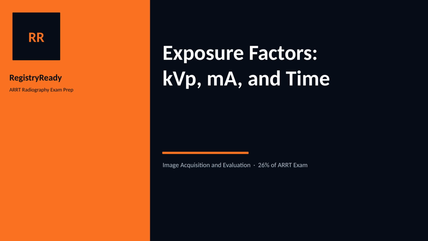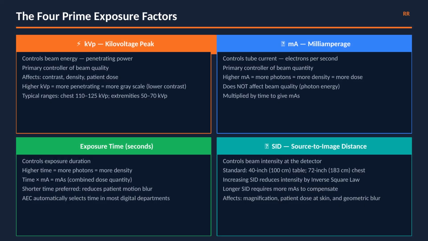We cover all four prime factors and their effects, the kVp, dose, and contrast relationship, mA and mAs, the inverse square law for SID, fixed versus variable kVp technique charts with pathology adjustments, and a complete summary table. 14 minutes. Four factors set before every exposure. The registry tests each one individually and in combination.